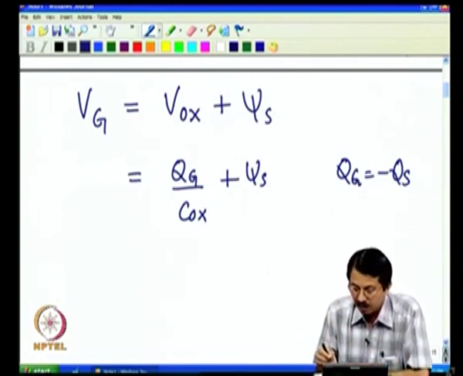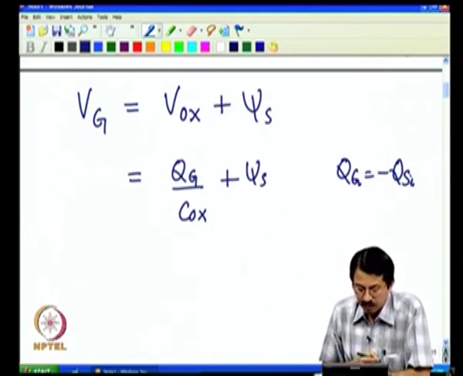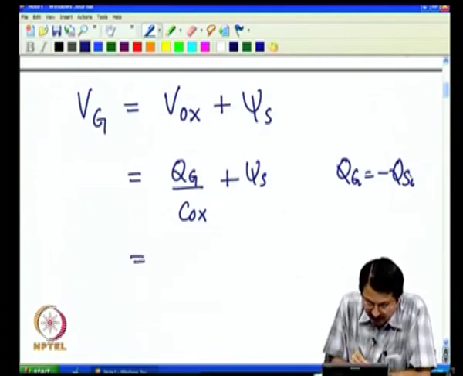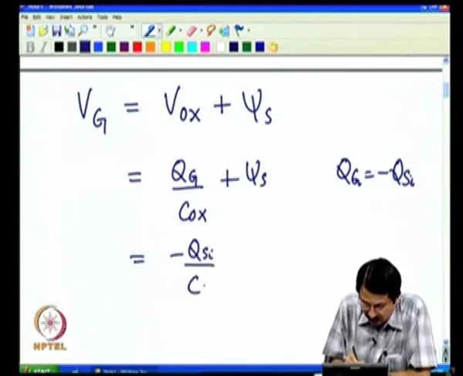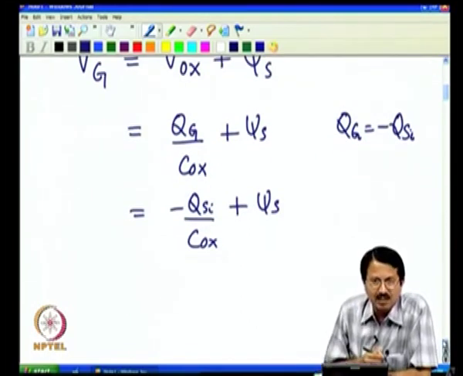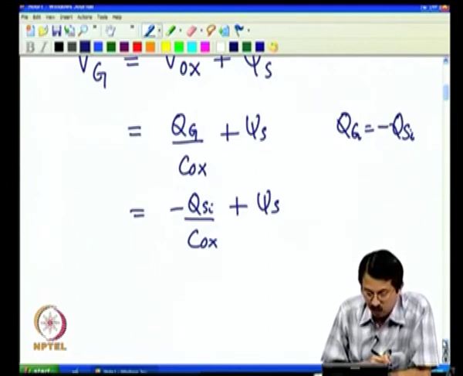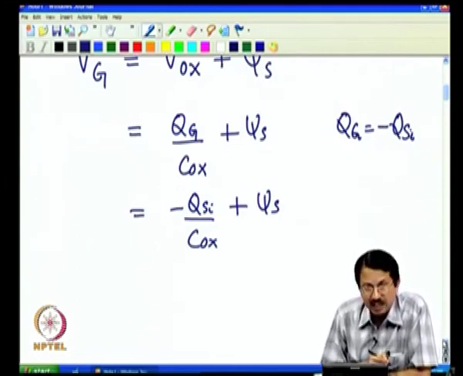Sometimes you see in the books this notation either as Qs or as Q silicon, one and the same. So, I can now rewrite this as minus Q silicon divided by Cox, plus psi s. Let me just do a very simple mathematical operation on this equation. What I am going to do is differentiate this equation with respect to Qs.